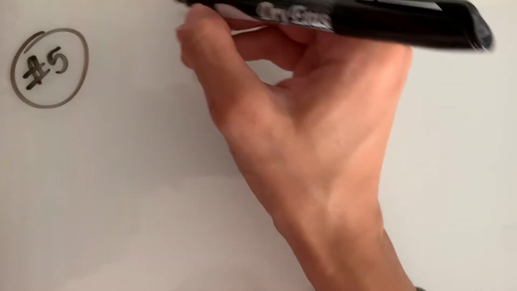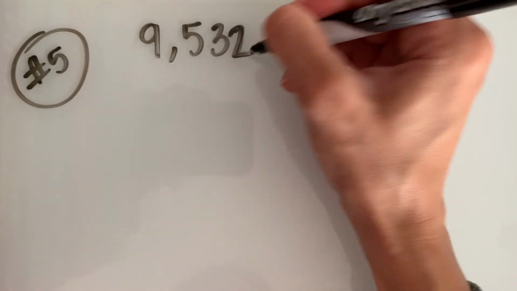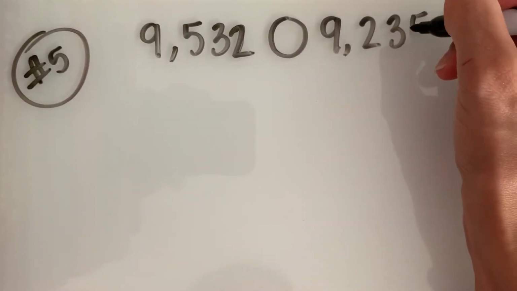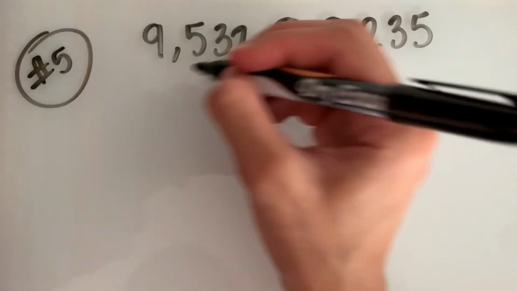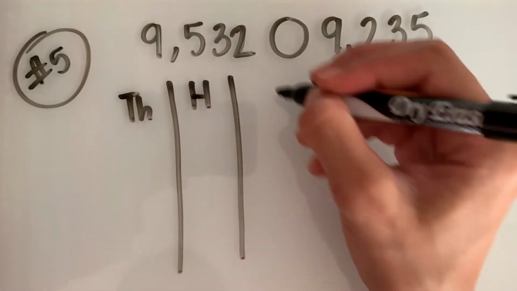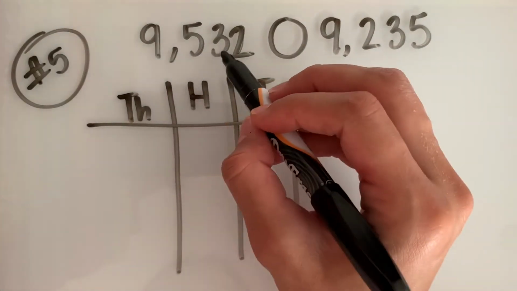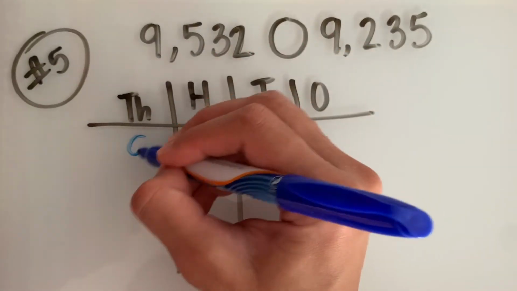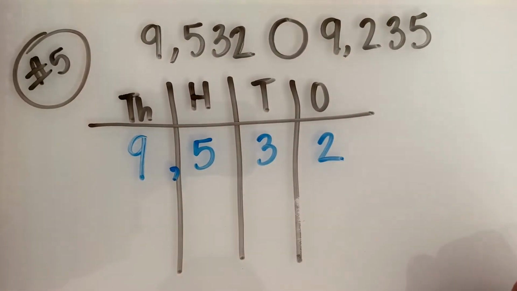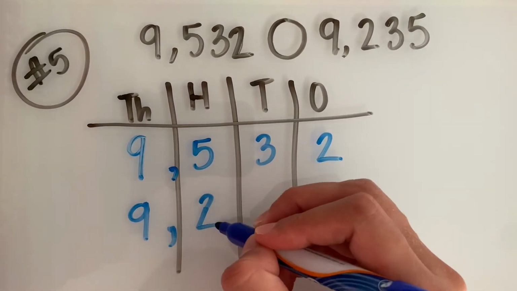My next problem is problem number 5. I have 9,532 and 9,235. For this problem, I'm going to do a place value chart, and I'm going to plot both my numbers in so I can compare them. My first one is 9,532, and then my second one is 9,235.